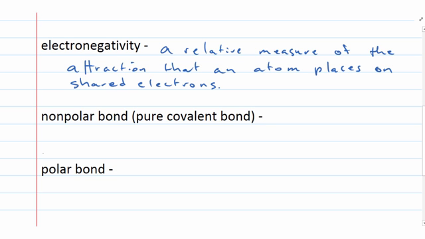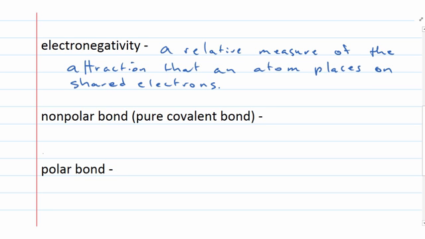And of course, if we're talking about shared electrons, that means that this is going to be most important to which types of bonds? Is it most important to ionic bonds or to covalent bonds? Well, which one involves shared electrons? Covalent. So it's going to be most important as it applies to covalent bonds.